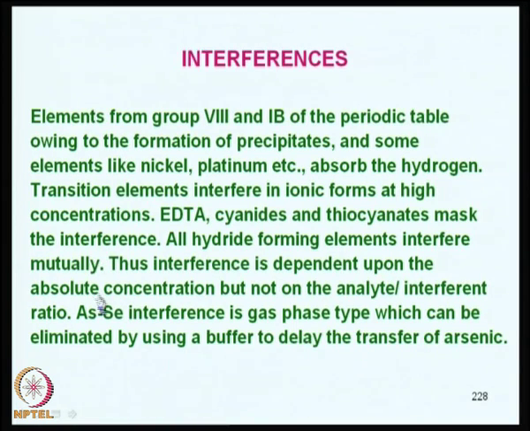For example, this arsenic selenium interference is a gas phase type, which can be eliminated by using a little bit of a buffer to delay the transfer of arsenic, and selenium can be determined as usual first, and then once the selenium is completed, other species would be forming, you can have arsenic analysis. So, this can be done using a buffer. So, little chemical tricks we always employ whenever we see some kind of interference.